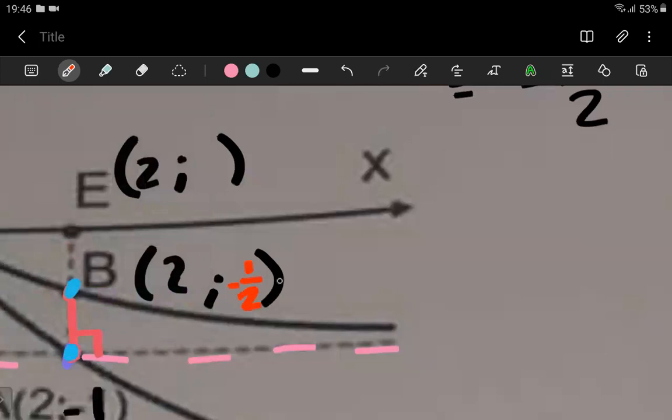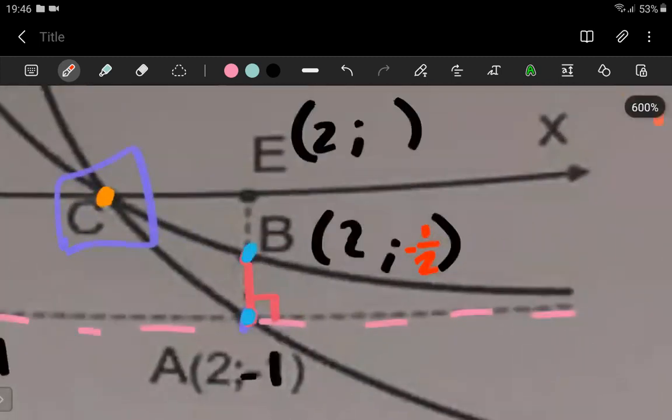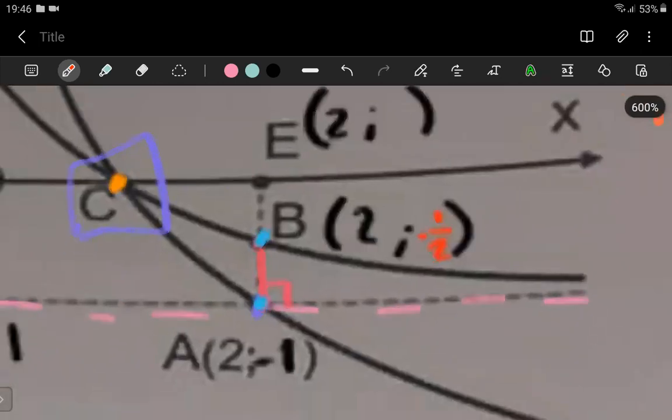There you go. Ah, I see. Pretty simple. So now what is the distance of AB? Since we now have the y value here and the y value here. Minus half. I got a half. I'm not sure if I calculated that correctly.